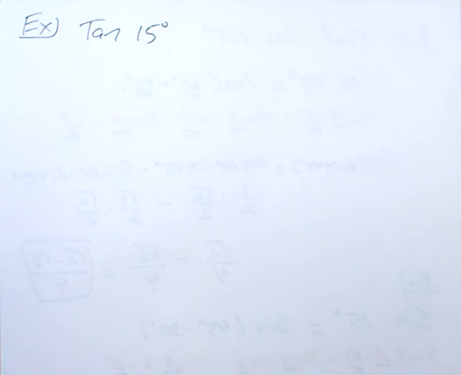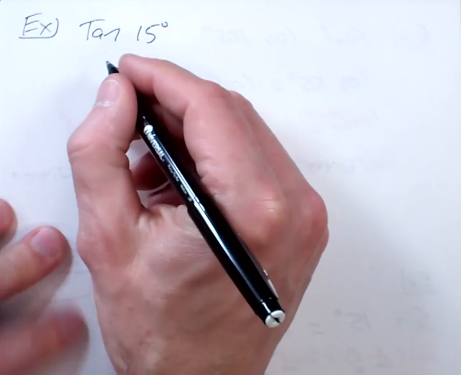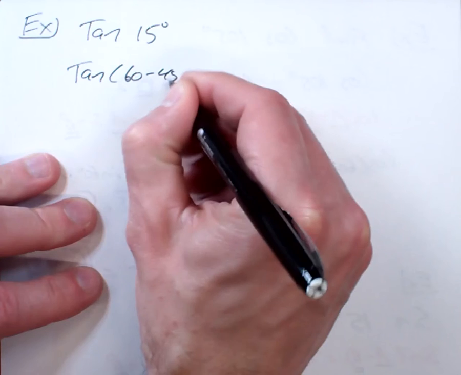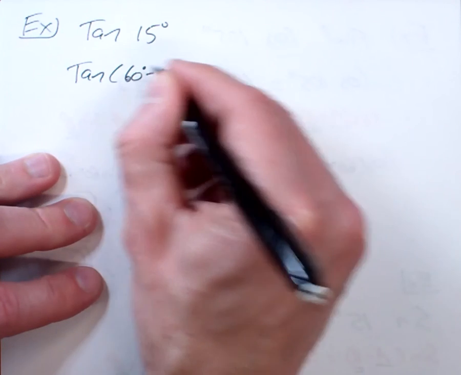I can do 45 minus 30, that's 15. I can do 60 minus 45, that's 15. I mean, I can do 135 minus 120, that's 15. There's all sorts of ones I can put in there, right? Let's do 60 minus 45. I don't know, let's just do that one. So this is tangent of 60 minus 45. That'll give us 15.